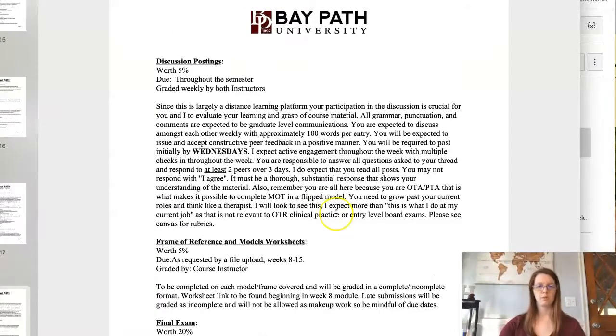For discussion postings, it is critical that you understand that there's an initial post and then there's replies. Your initial post is due by Wednesday at 11:59 p.m. You need to have at least 2 replies by Saturday. And it is expected that the total of your posts, so you're having at least 3 posts by this point, your initial and your 2 replies at least, be over 3 different days.